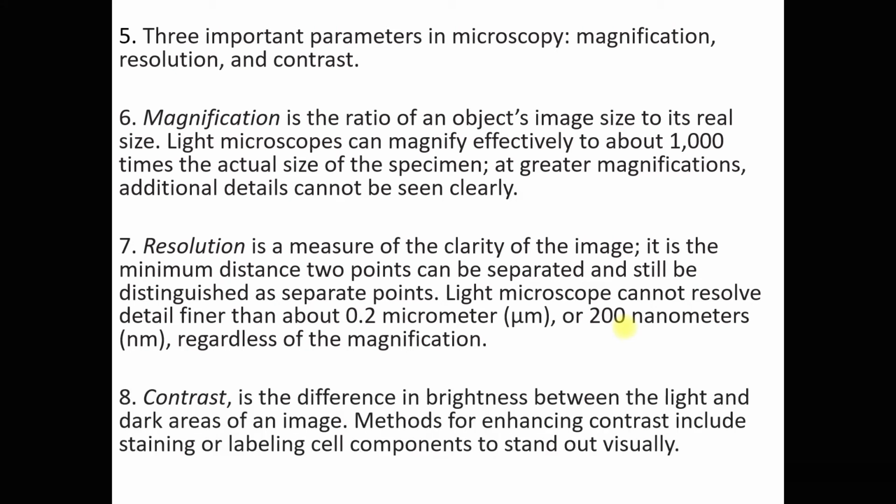Next we have contrast, which is the difference in brightness between the light and dark areas of an image. Methods for enhancing contrast include staining or labeling cell components to stand out visually. Contrast is either you want the image to stand out or you want the background of the image to stand out. That is contrasting. Usually contrast we don't apply in Form 6. Maybe in university you will apply this contrast in your experiments.